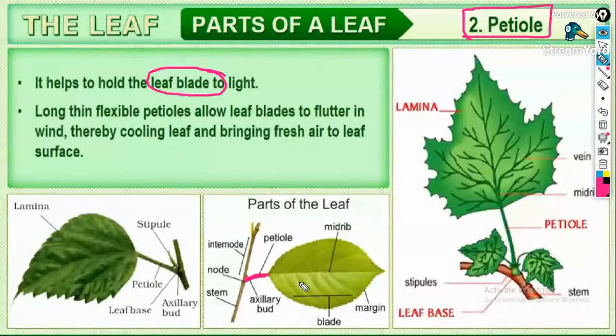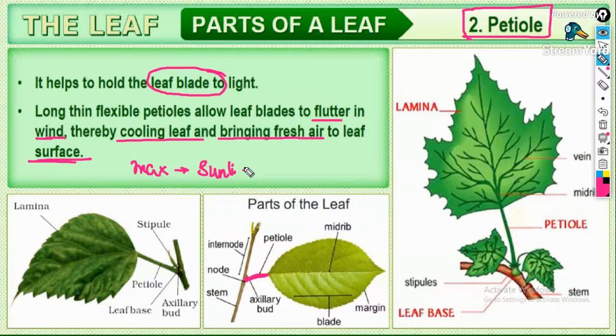It has the ability to flutter in wind, and thereby cooling the leaf and bringing fresh air to the leaf surface, to get maximum amount of sunlight for the process called photosynthesis. So the leaves are moving with the help of this thin, flexible petiole which flutters in the wind.